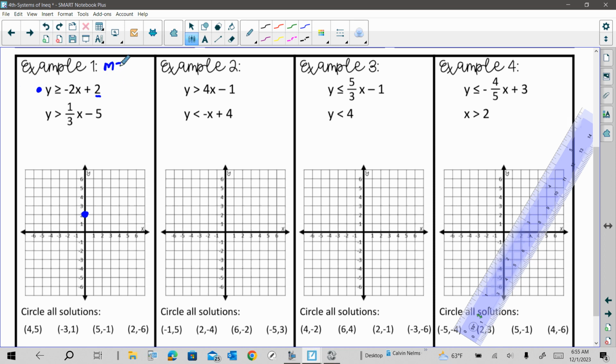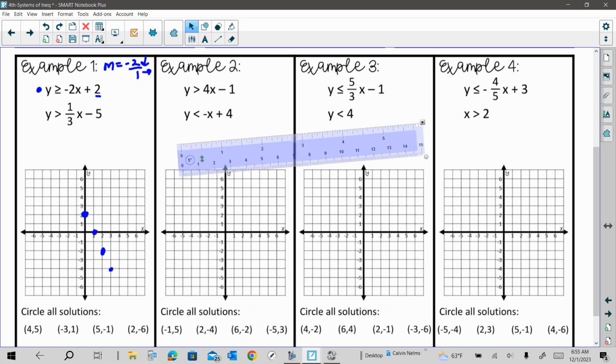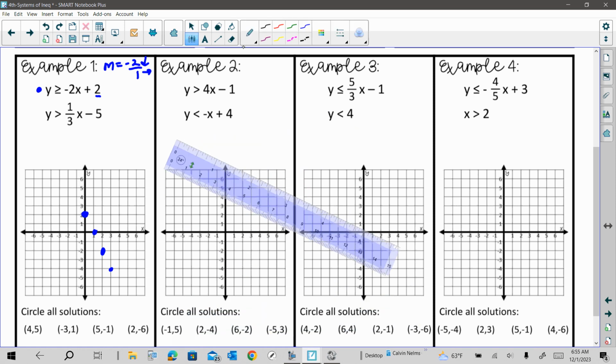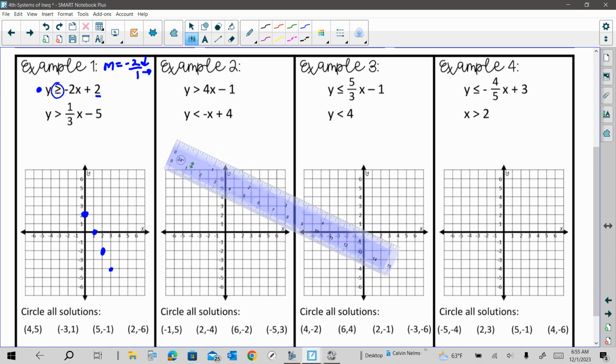m equals -2 over 1. That means we're counting down 2 and then to the right 1. So I'll go down 2, right 1, down 2, right 1. We're just repeating that a couple times. Then we're going to line up our ruler here. The other thing we have to pay attention to when graphing is the type of line, and we know that based on this symbol. Since that has the line underneath it, this is going to be a solid line. Because it is greater than, we're going to shade above.